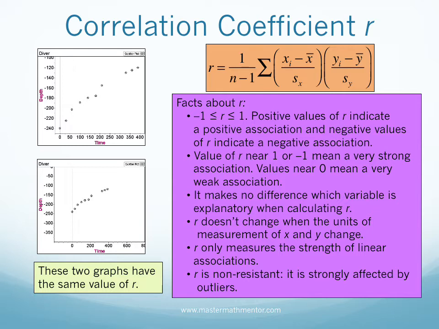Values of r near 1 or -1 mean a very strong association. Values near 0 mean a very weak association. It makes no difference which variable is explanatory when calculating r. r doesn't change when the units of measurement of x and y change. r only measures the strength of linear associations, not curved associations. r is non-resistant. It is strongly affected by outliers.